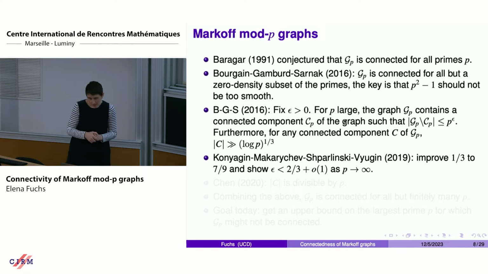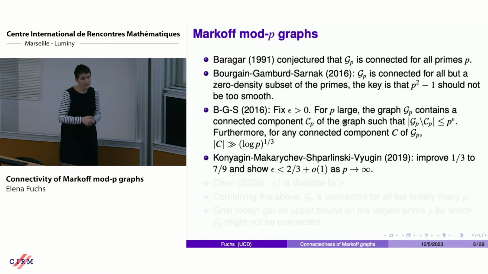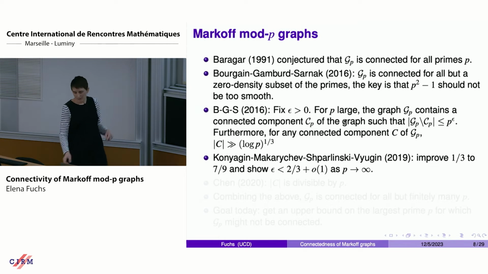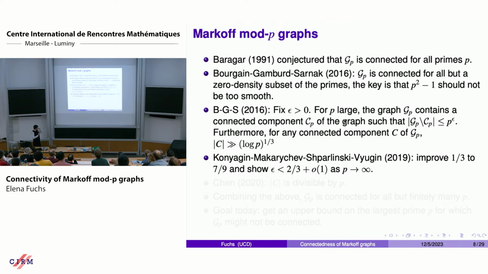Actually, Konyagin, Makarchev, Sparlinsky, and Vugin in 2019 improved this exponent of 1/3 in the log p to 7/9. And they also specified a little bit more about how this epsilon looks, they were able to give an upper bound of 2/3 plus little o of 1 as p goes to infinity.